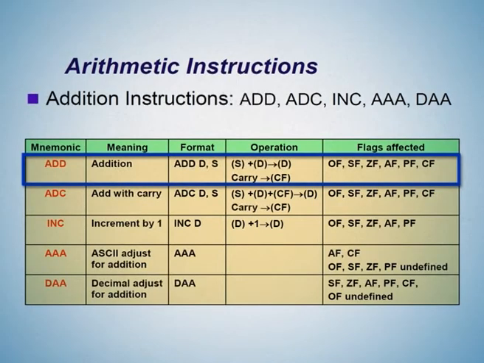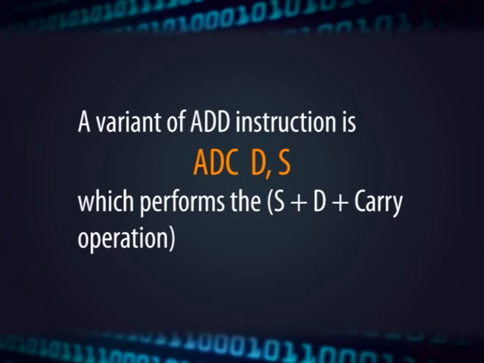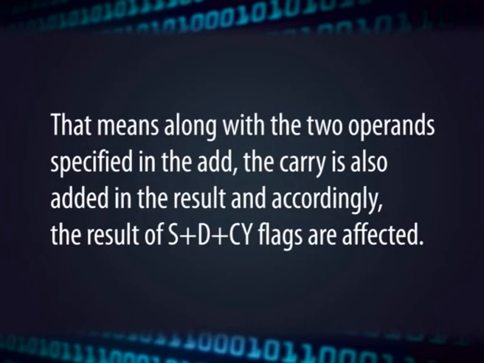The S in the instruction ADD D, S could be one of the data registers or a constant number specified along with the instruction. A variant of the add instruction is ADC D, S, which performs S plus D plus carry. That means, along with the 2 operands specified in the add, the carry is also added into the result, and accordingly the flags are affected by the result of S plus D plus CY.